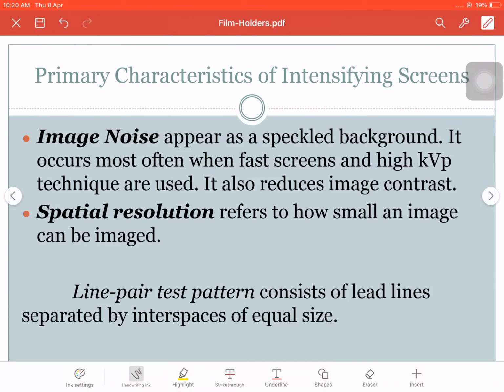Next is spatial resolution, which refers to how small an image can be imaged or can be seen, can be viewed. To determine the spatial resolution, a line pair test pattern consists of lead lines separated by interspaces of equal size. So yun yung pang test to check the spatial resolution.